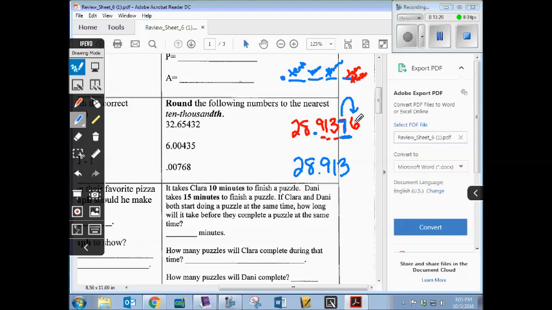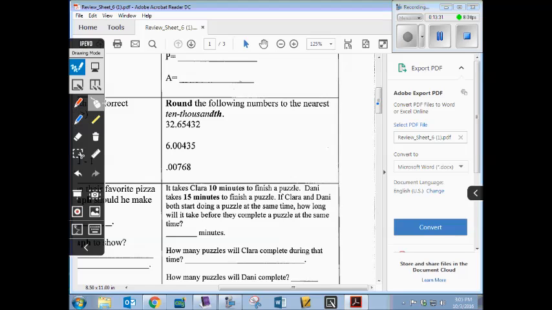Because this 6 is 5 or more, that 7 is going to go up to an 8. And then, of course, you could always put a 0 after that. That's fine. This one is optional here. Hopefully that helped you out.